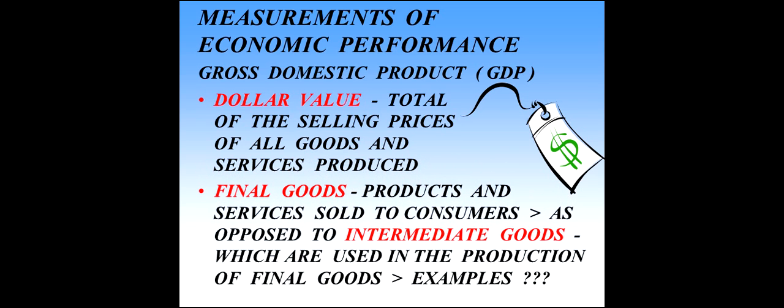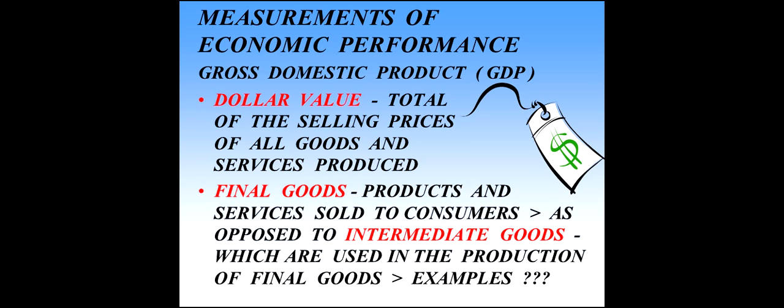Final goods, and it's the dollar value of the final goods. And what we mean by final goods are products and services sold to consumers, as opposed to an intermediate good, which is used in the production of the final good. And let me give you two examples.